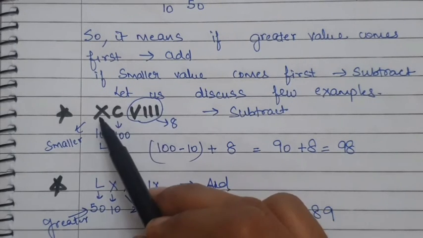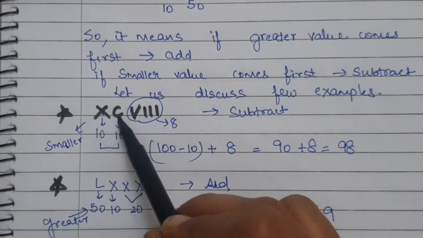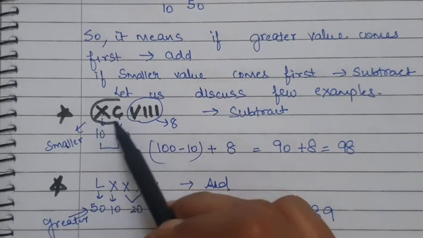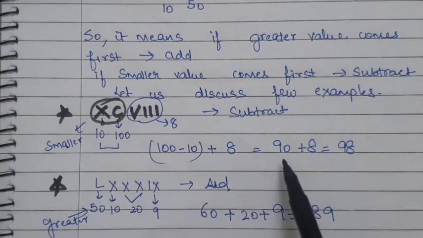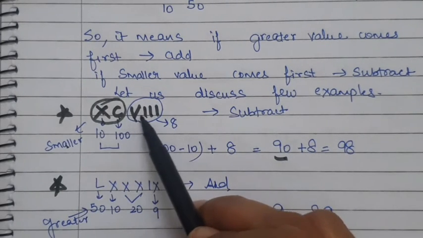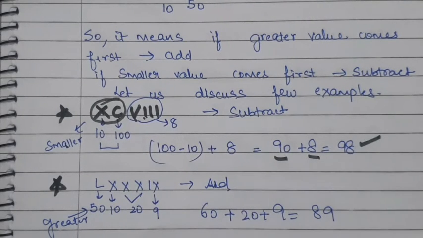XCVIII. This is smaller and this is bigger, means subtraction will be there. So 100 minus 10 gives us 90 plus 5, 6, 7, 8, that is 8. So we get 90 plus 8, that is 98.